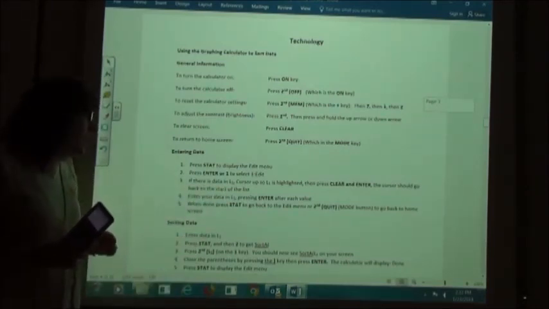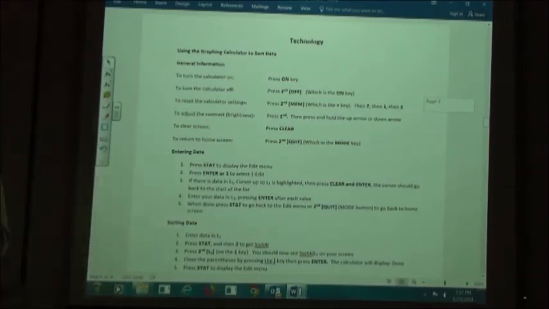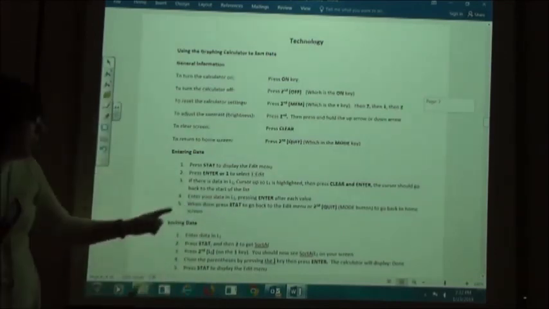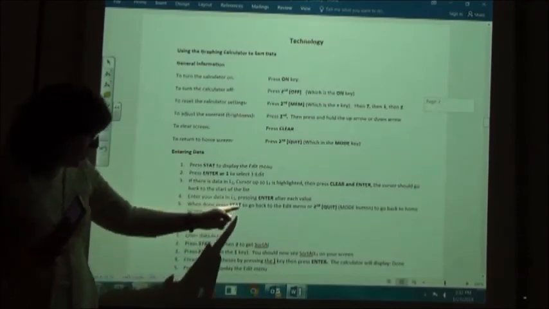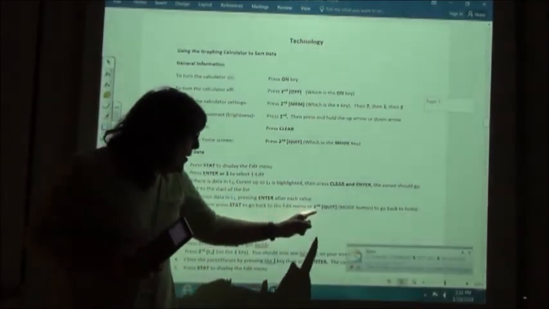Enter your data in list 1. So just go ahead and put some values in there, not in order, just put a bunch of numbers in. So I'm going to put in 20, hit enter, 15, hit enter, 6, hit enter, 85, hit enter, and just put a bunch in there in any random order. So once you have your numbers in there, you're going to hit Stat to go back to the Edit menu.